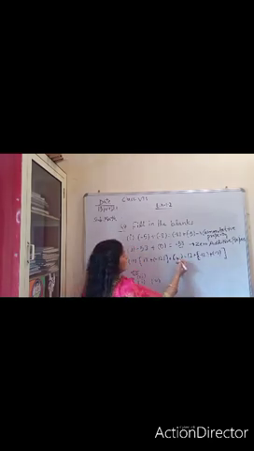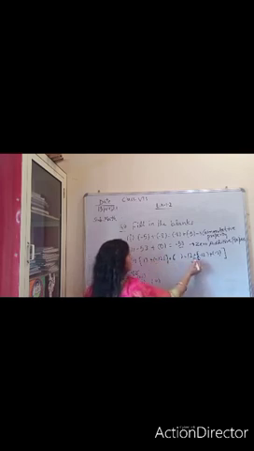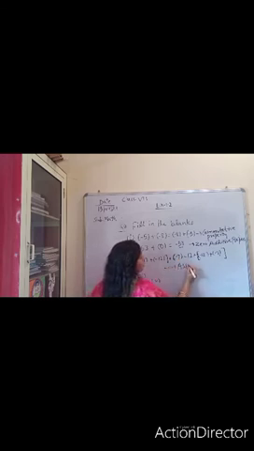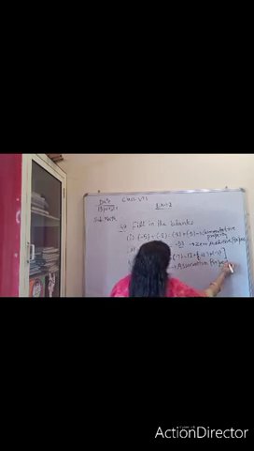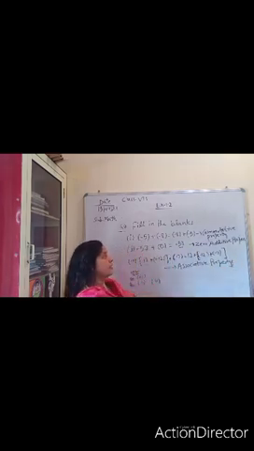So which number will be here? 13 minus 12 will be here, and minus 7 will be here. This is called associative property of integers. So these are the properties related to integers.